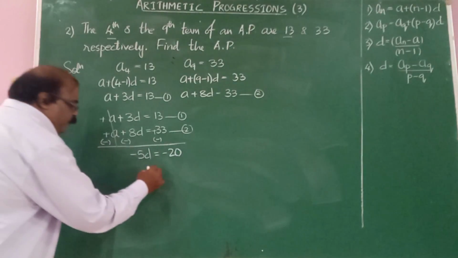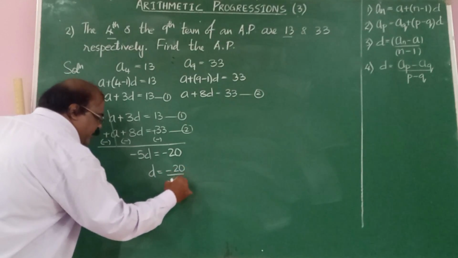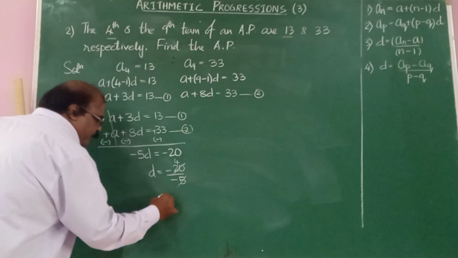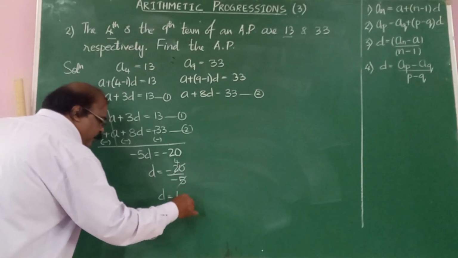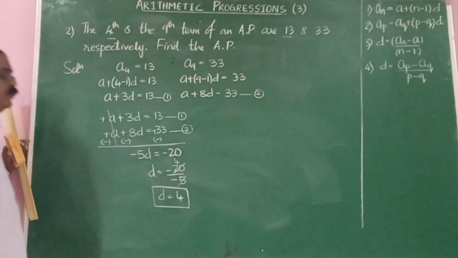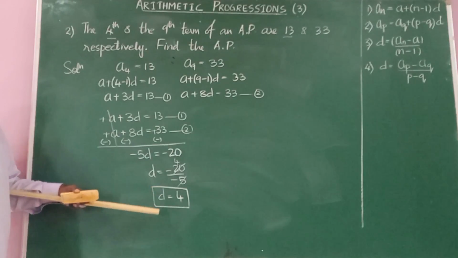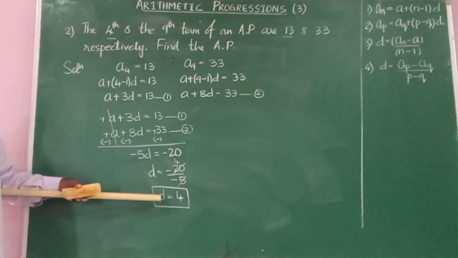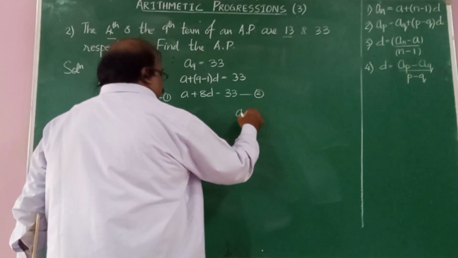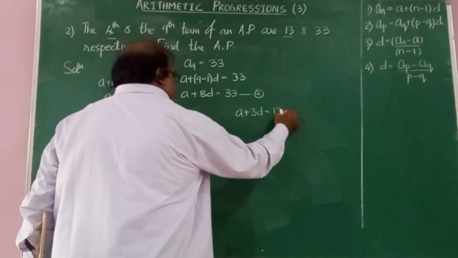So what is the value of d then? d is therefore going to be equal to minus 20 upon minus 5. 5 ones are 5, 5 fours are 20. So d, minus upon minus is plus. I have got the value of d. The value of d is 4. Once you know the value of d, let's substitute the value of d in equation 1. In equation number 1, I knew that a plus 3d is equal to 13.